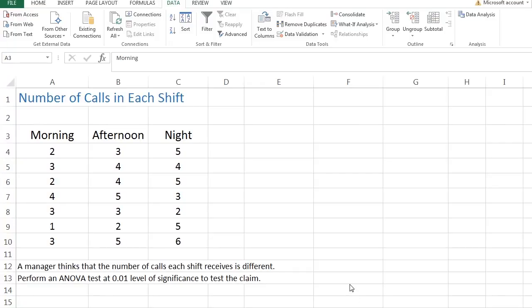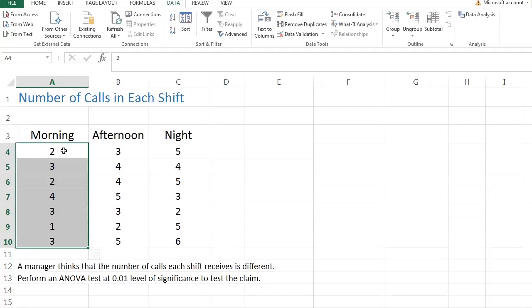This will be our last problem in Anova. We have the number of calls that each shift of a call center receives on a given day. We've sampled 7 days for the morning shift, the afternoon shift, the night shift. These could be warranty calls or complaints or whatever.